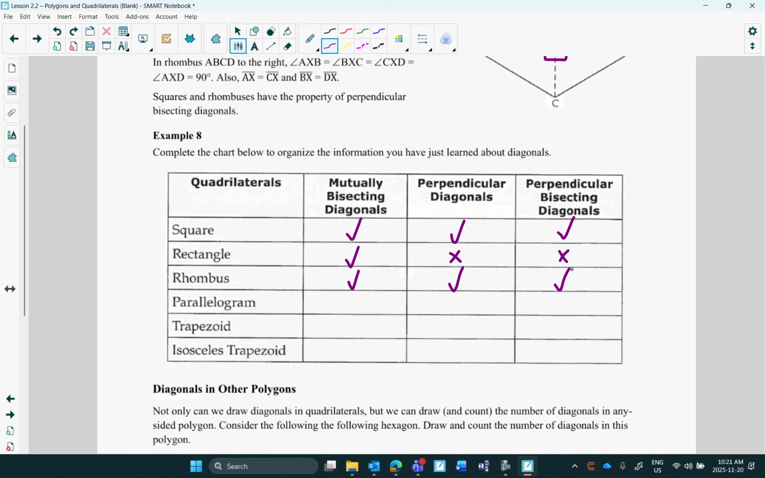Parallelograms are like rectangles. Yes, they split each other into equal segments, but they don't cut each other at 90 degrees. Trapezoids do none of them. Even isosceles trapezoids do none of them. The diagonals in an isosceles trapezoid are the same, but they don't cut each other into equal segments.